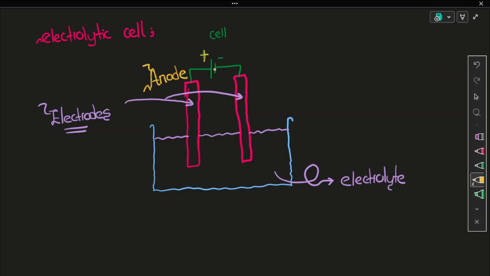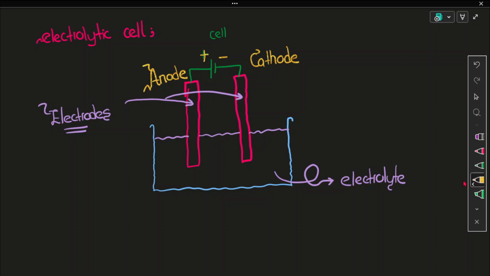In a similar fashion, you will see that this negative end of the battery or the cell is connected to this electrode. Remember, both of them together are known as electrodes. Then what do we call this? This guy is known as the cathode. So whenever you are connected to the negative end, you are referred to as the cathode.